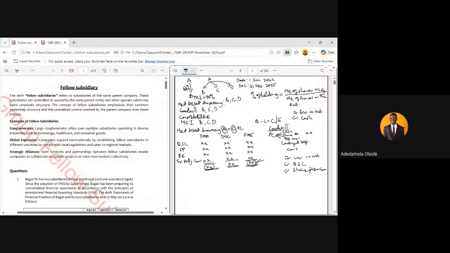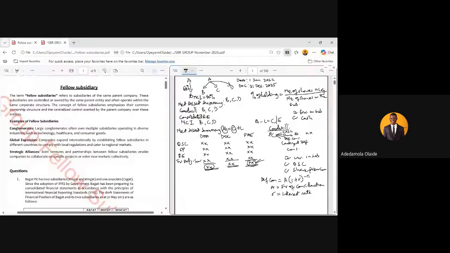In calculating deferred consideration, we usually have our deferred consideration calculated as A × (1 + R)^-N, where A is the future value of the consideration. That is the amount you want to pay in future. Our R is the interest rate, and the interest rate is usually the parent entity's cost of capital. The parent entity what? Cost of capital.